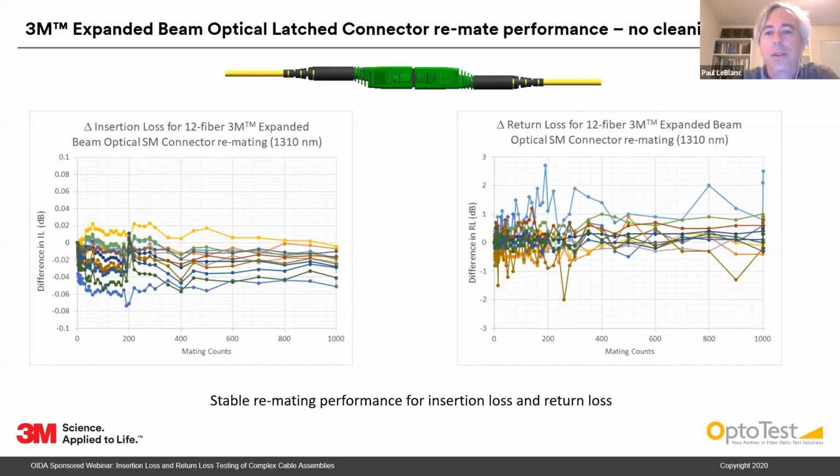Similarly, on the right-hand side, you can see a graph for the change in return loss from its initial value through the 1,000 mates. And again, very small change here, generally less than a dB for most of the channels here. And all of this testing here was completed without any cleaning, compressed air or otherwise for this connection. So this demonstrates a very stable remating performance for the insertion loss and return loss.